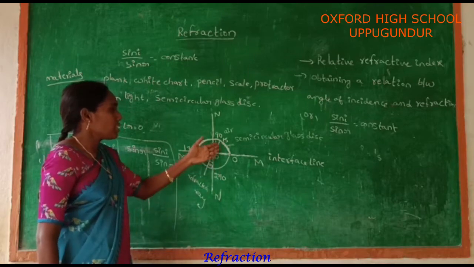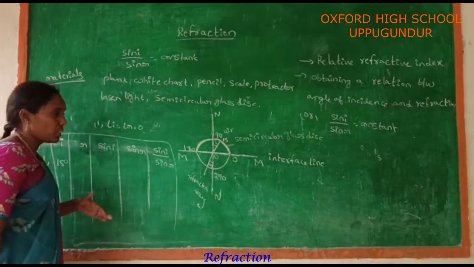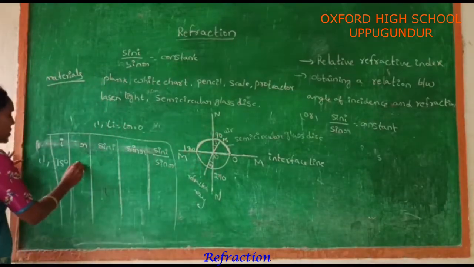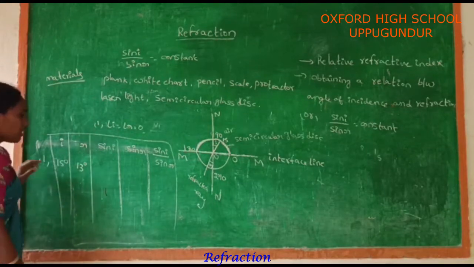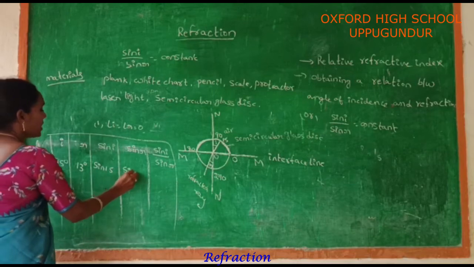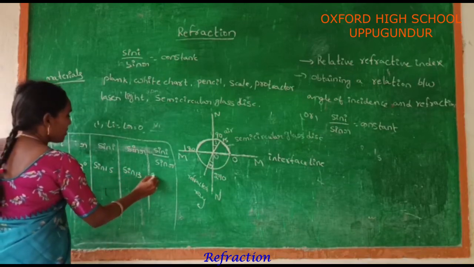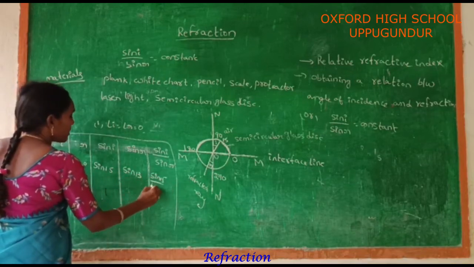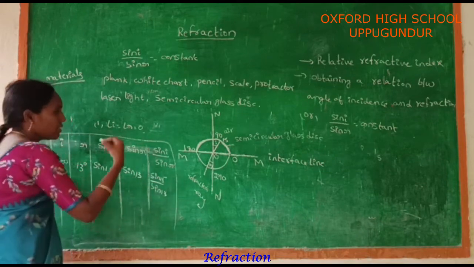For example, in this case, the angle of incidence is equal to 15 degrees. Then the angle of refraction is 13 degrees. Next, find the sin 15 value and the sin 13 value. And next, find sin 15 by sin 13.